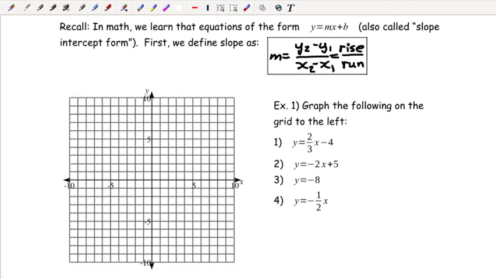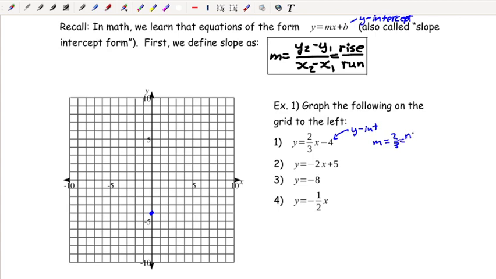So let's see how this works. We've got y equals 2/3 x minus 4. We always start by graphing the y-intercept. Remember that the b is your y-intercept, and that's the first point we're going to put on our graph, if at all possible. In this case, this minus 4 is my y-intercept. This is where I cross the y-axis. So I'm going to cross the y-axis at minus 4, and put that point right on my graph. There's my y-intercept. And from there, my slope is 2/3.